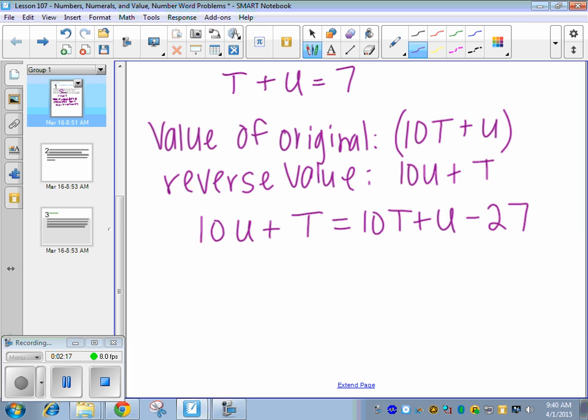So for the first part, you're just doing t plus u equals whatever they give you. And then for the second part, you're actually doing the value. So you're always going to have original and reverse. Okay? So now I'm going to substitute in. So we're going to solve for either one.